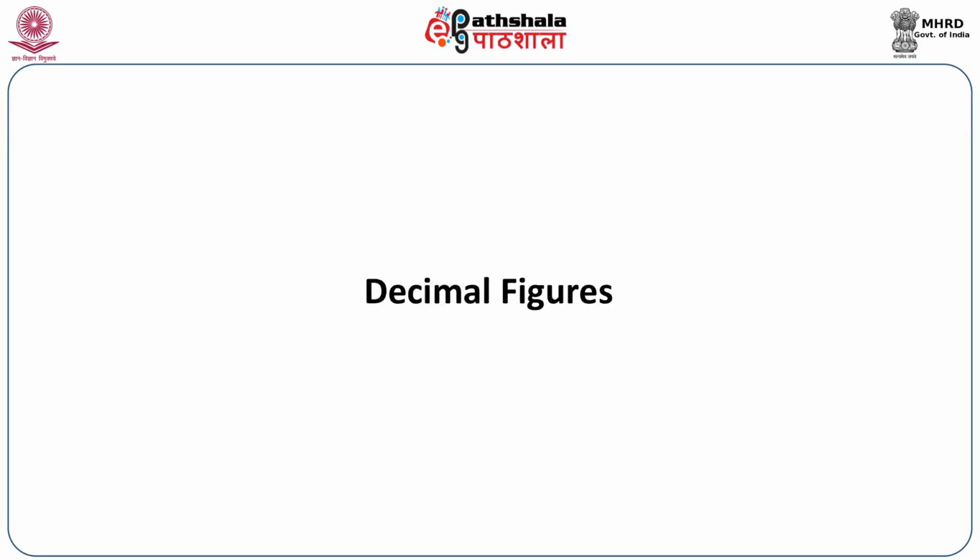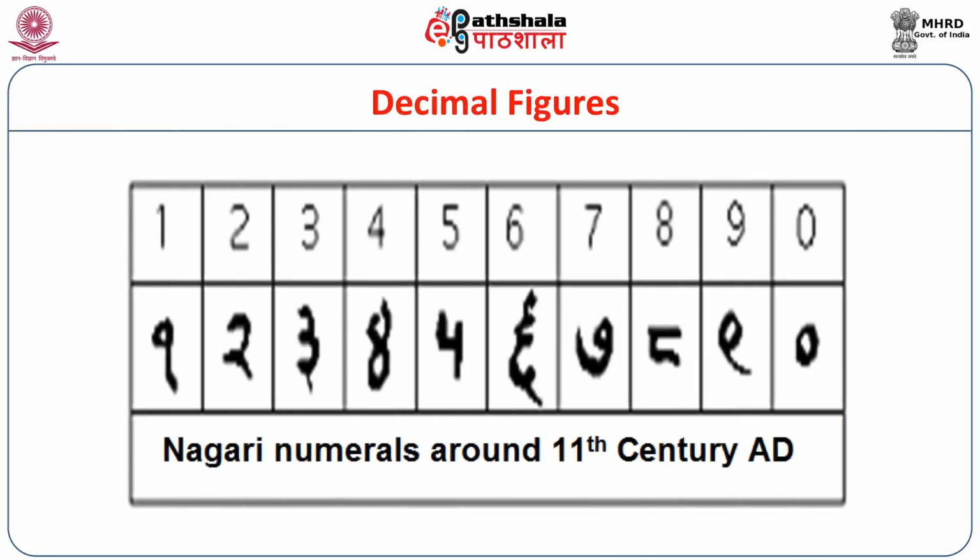Now, coming to the decimal figures, we have 9 figures, 1, 2, 3, 4, 5, 6, 7, 8, 9, and there is also a circle denoting 0. So, there are 9 figures and a 0. These figures were used as Nagari numerals around the 11th century Common Era.